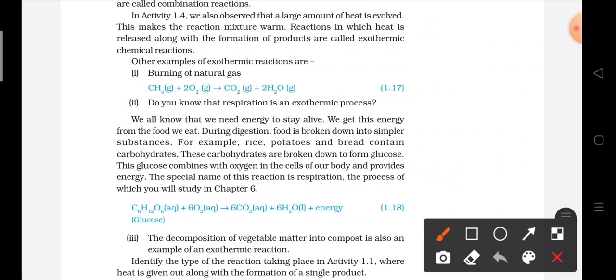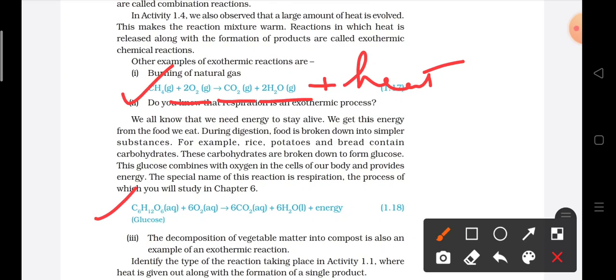Now here you can see some examples of exothermic reaction. We have discussed that exothermic reaction is where heat is produced. So when methane is burned in the presence of oxygen, burning of natural gas is nothing but methane. So methane when burned in oxygen forms carbon dioxide and water. In this process the heat is evolved. So the reaction in which heat is evolved is known as exothermic reaction.